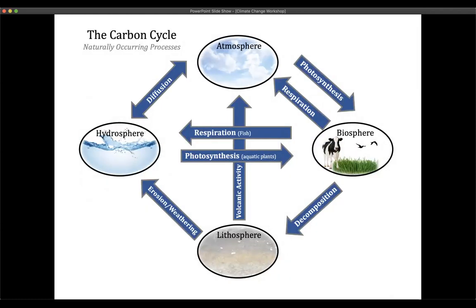If we look at this in a slightly different format, here we still have the same processes: photosynthesis, respiration, diffusion, weathering, decomposition. We look at this carbon cycle. These are all naturally occurring processes. The diagram looks fairly balanced, right? We have carbon moving in every direction. There's not really a heavier side than another. So these are natural processes.